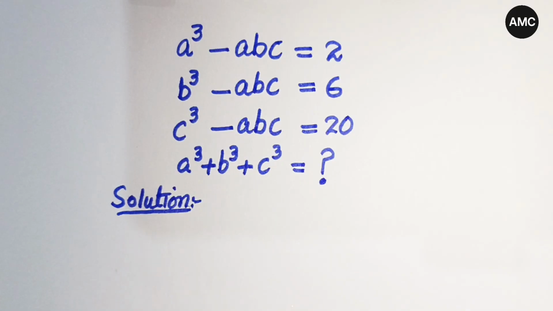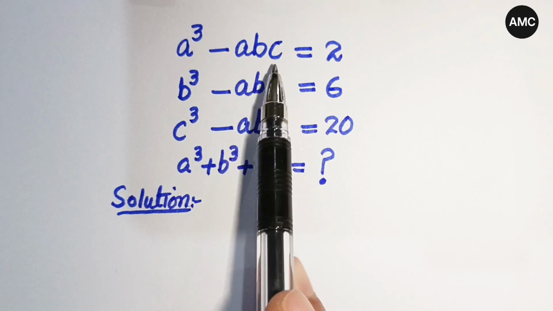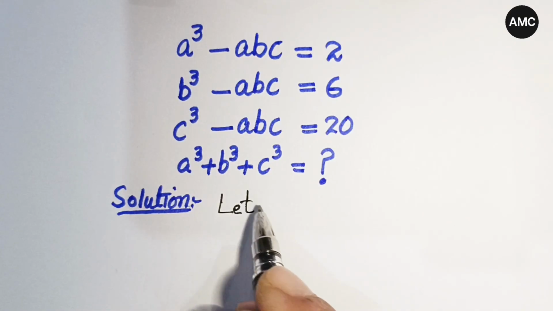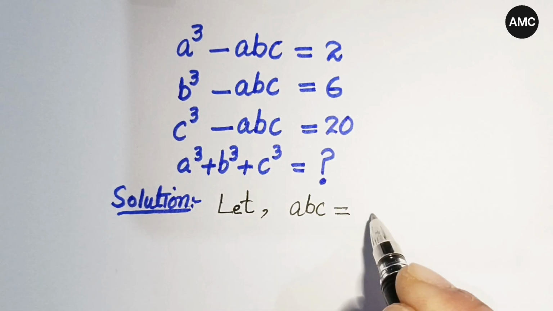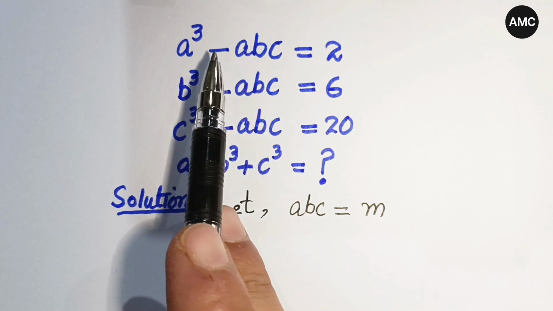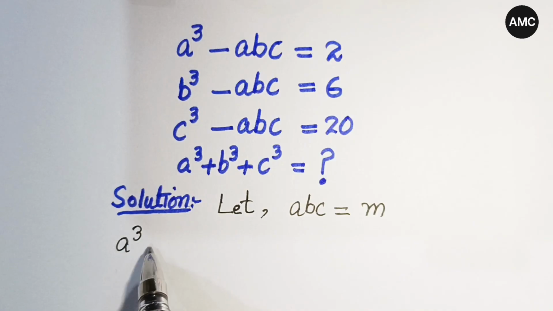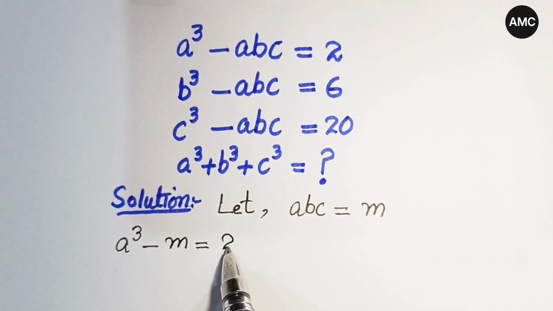So let's start our solution. First of all, we are going to just suppose that a times b times c is equal to m. So substituting this value of m in equation 1, we have a cubed minus a times b times c, that is a cubed minus m, is equal to 2.